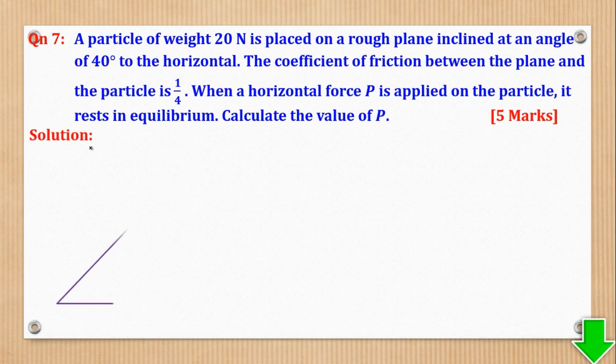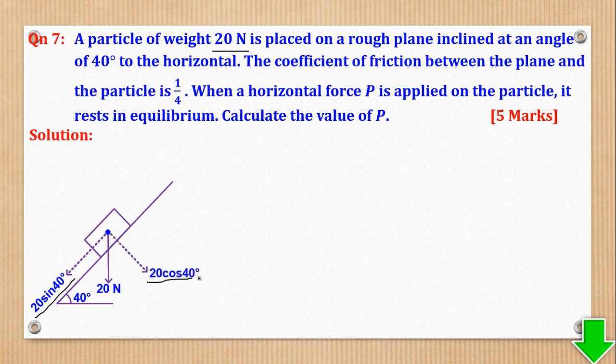So here the first thing to do is to draw a force diagram. You have a particle, the plane is inclined at 40 degrees to the horizontal, and this is the particle. So we shall show the forces acting. One is the weight, which is 20 newtons. Another one will be the component of that weight along the plane, which is 20 sine 40 degrees. And the component of that weight perpendicular to the plane, which is 20 cos 40 degrees. Then we have the normal reaction, R.